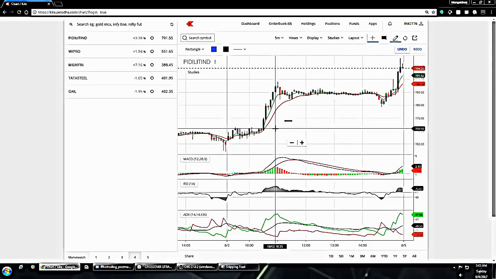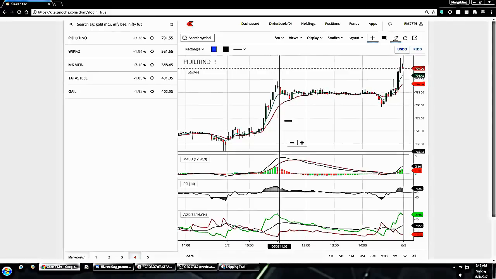So you get in at around 771, and in the worst case scenario, you exit the trade here, that is at 784.18. A good amount of profit. All right, so this is how the crossover should be traded on.